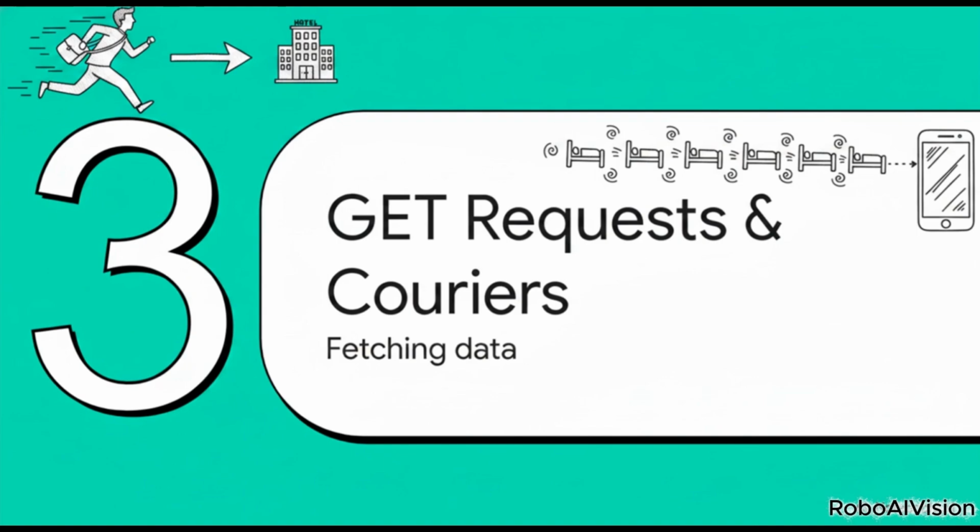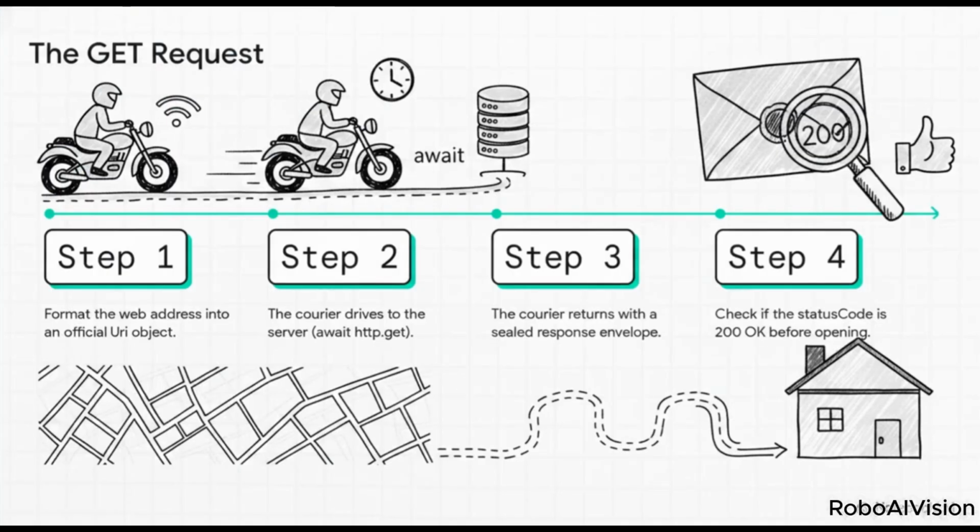Section 3. Get requests and couriers. Let's move to our next analogy and see exactly how we fetch a list of hotel rooms. Think of the http.get command as hiring a motorcycle courier. First, you format the web address into a precise URI coordinate. Second, the courier drives off, and since driving takes time, we use await. Third, the courier returns with a sealed response envelope. And finally, before you open it, you absolutely must check the stamp on the outside. A status code of 200 means, okay, the trip was a total success.